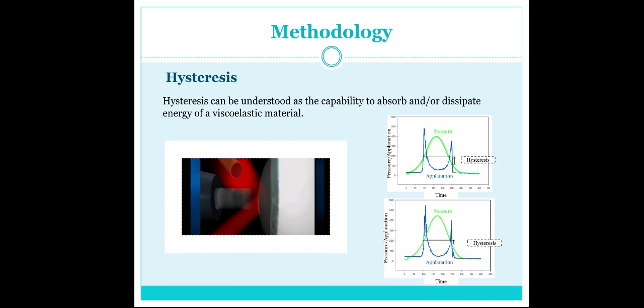Hysteresis. Hysteresis in a material is the ability to absorb and dissipate energy. In the cornea, it gives us the idea of how long it takes for the tissue to recover after a deformation. To measure hysteresis in the eye, the most used method is by introducing a pressure on the cornea to flatten it, and then stop producing that pressure, and the cornea recovers from the deformation.